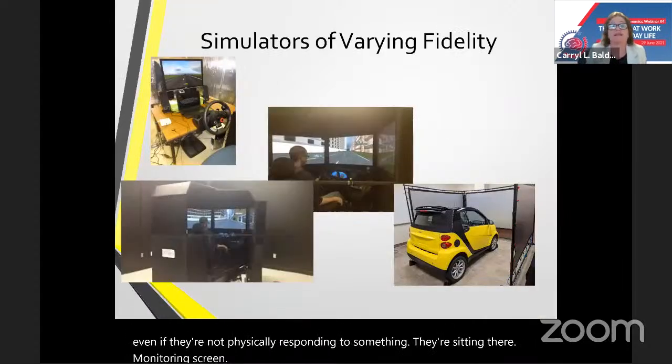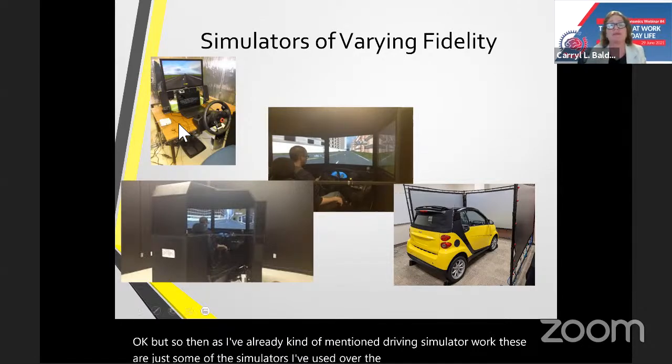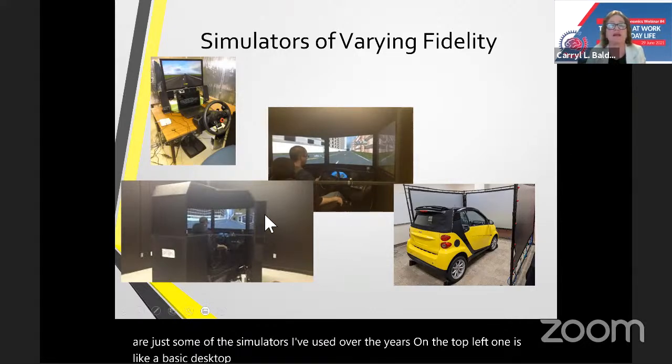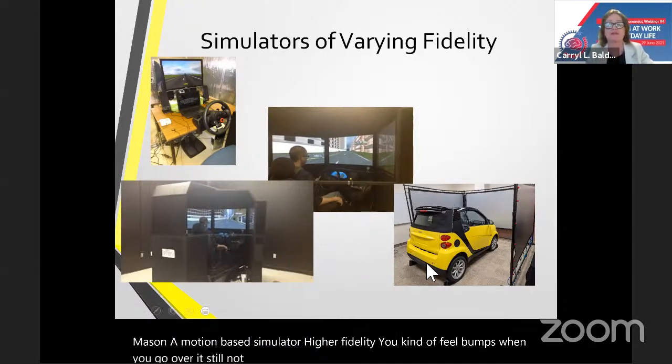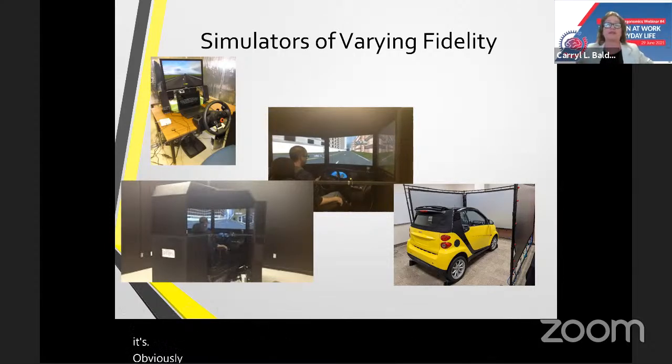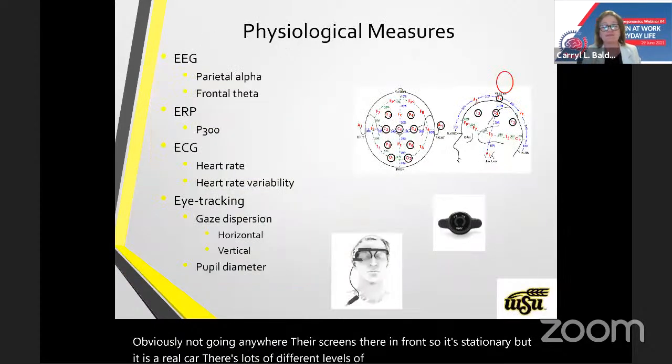Okay. But then, as I've already kind of mentioned, on driving simulator work, these are just some of the simulators I've used over the years. The top left one is a basic desktop simulator. You see lots of studies using that. Used at George Mason, a motion-based simulator, higher fidelity. You kind of feel bumps when you go over them. Still not a real car. Currently at Wichita State, I actually have a real car, but it's obviously not going anywhere. There are screens in front, so it's stationary, but it is a real car. There are lots of different levels of simulator fidelity.